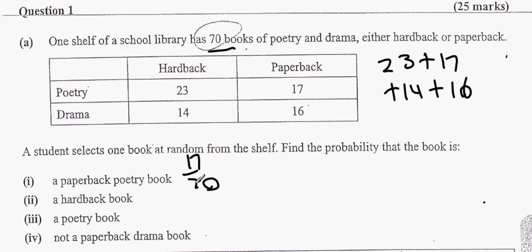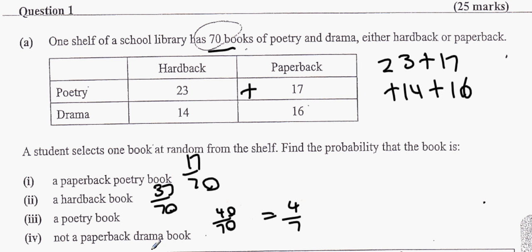Make sure that it doesn't break down anymore. It doesn't. 17 out of 70. A hardback book, add the 2 of these together, you get 37. Okay, so it's going to be 37 out of 70. A poetry book is 23 plus 14. 23 plus 14 for poetry, that'll get you 40 out of 70, which is 4/7.